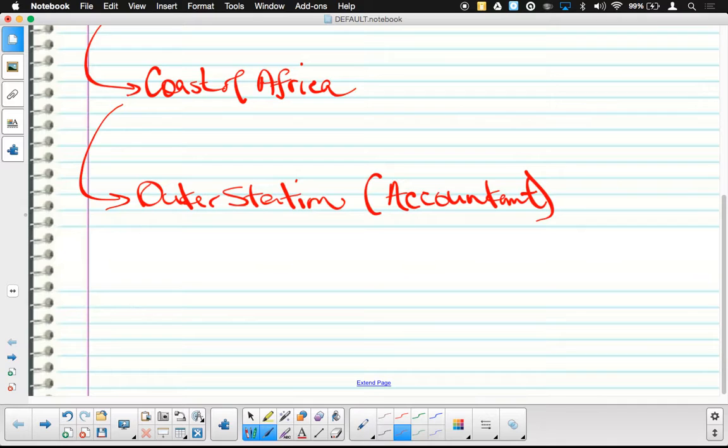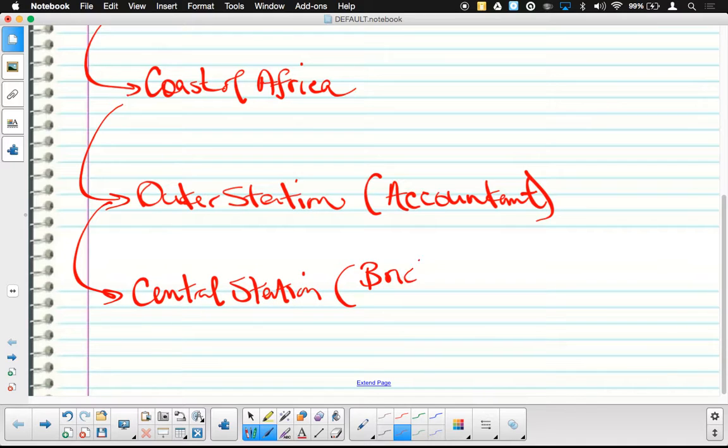Then he goes from outer station to, and this is where you get the brickmaker. This is where you get the manager. It's not called middle. It's not inner. Yeah, it's Central. So Central Station is where you have the brickmaker. You have the manager. And you also have Marlowe's what?